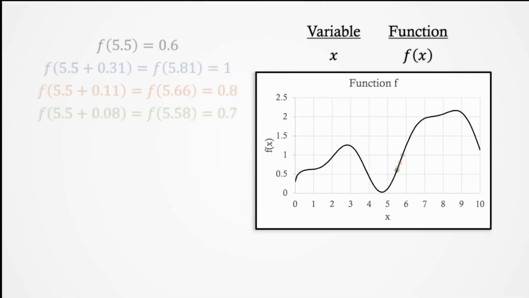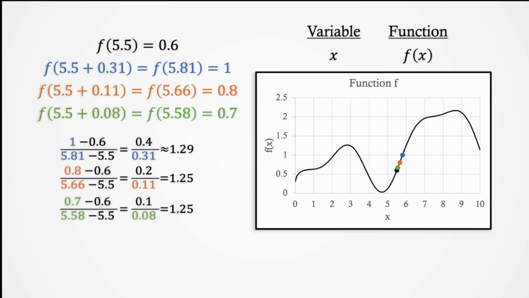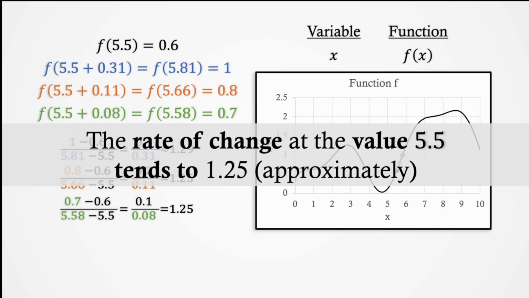In general, we can study the values of a function for small displacements with respect to a point for the variable, and calculate the quotients of the change in the function by the change in the variable for smaller and smaller displacements. In this example, we can see that the values of these quotients tend to 1.25.